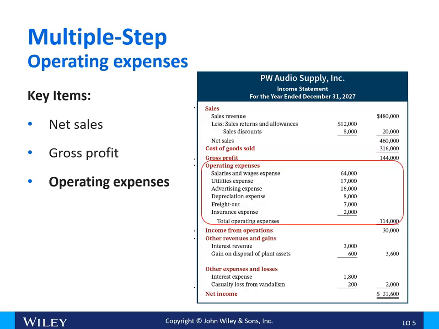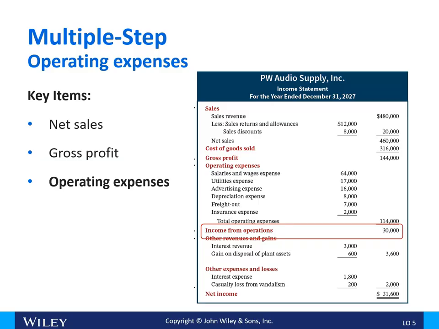Next, we're going to show our operating expenses, similar to what we've seen in a service company and what we saw in previous chapters. So salaries and wages, utilities, advertising, depreciation. Now we've got freight, insurance expense. Those are all operating expenses. We list those out and then show total operating expenses. Then once we have that, we can take our gross profit less our operating expenses to get income from operations. So that's another new subtotal that we hadn't seen before.